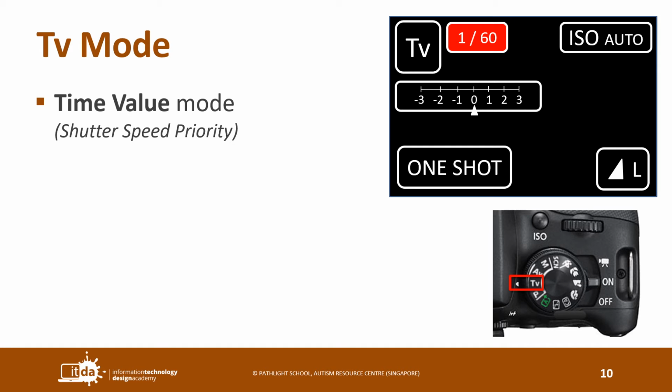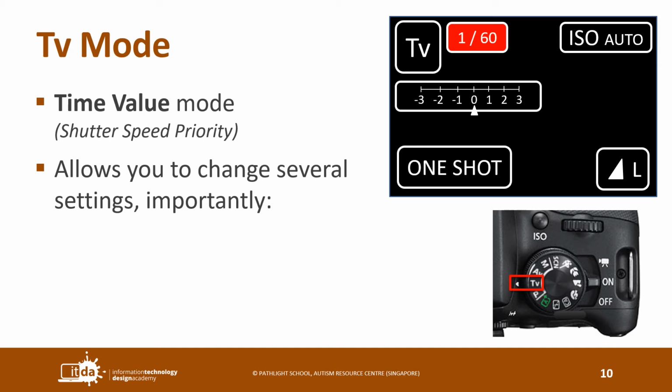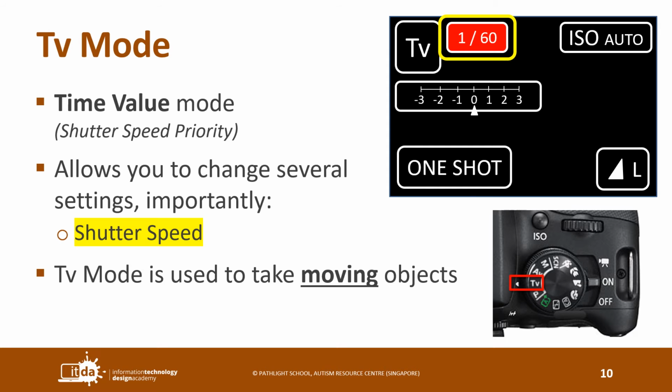Okay, so everyone, this setting for the camera allows you to change different camera settings as well, but most importantly, shutter speed, which is represented by the fraction over there, not the F number anymore. This is a different kind of setting. Okay, now TV mode is actually used to take moving objects. So it has something to do with shutter speed, which is how fast your camera snaps. So that's why TV mode is the best mode to use to take moving things.